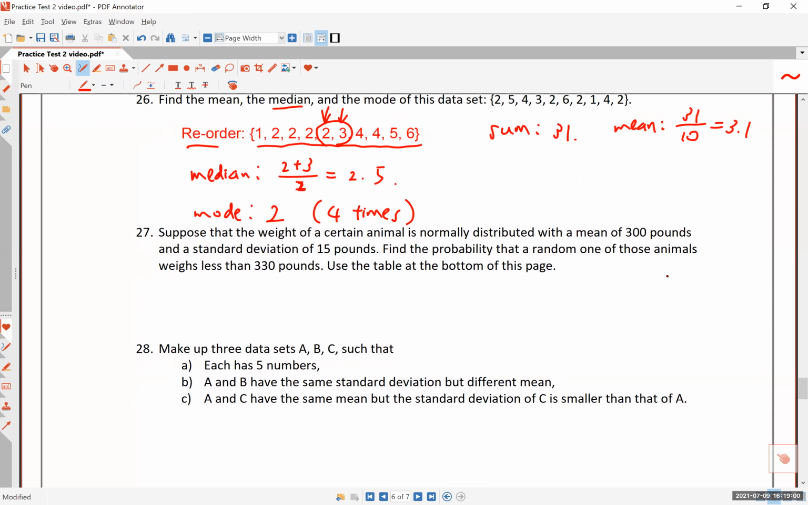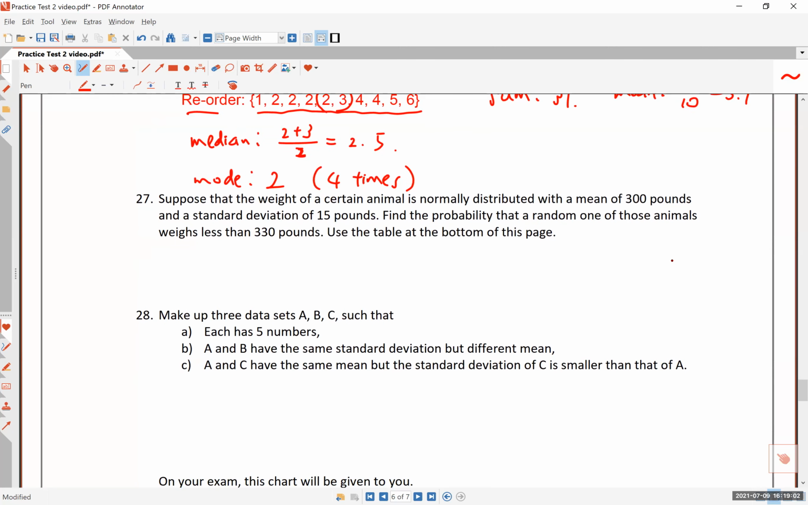Okay, number 27. Suppose that the weight of a certain animal is normally distributed. As soon as I read this, I start to draw my bell-shaped curve. Practice drawing a nice bell-shaped curve here. The average, the mean, is 300 pounds. And the standard deviation, sigma, is 15 pounds, okay?